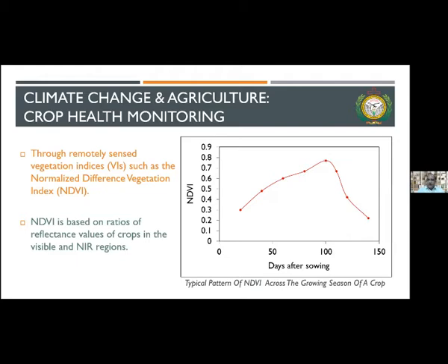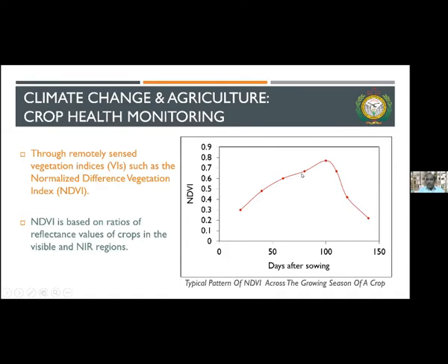This is a typical graph of NDVI in terms of days after sowing the crop. As the crop grows, the NDVI will also increase, and it will reach a maximum point. After that, it falls off because now the crop is drying. While the crop is still green, it's good. As soon as it changes its color because of maturation, because they are getting ready for harvesting, the NDVI will also fall.